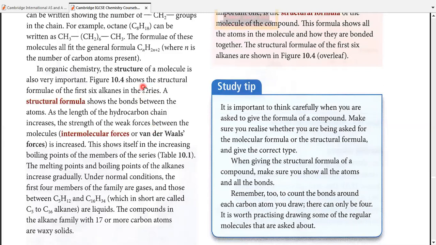Coming to the same line we were at, the figure showed the structural formula of the first 6 alkanes. A structural formula shows the bonds between the atoms. As the length of the hydrocarbon chain increases, the strength of weak forces between the molecules, which we call intermolecular forces, increases. We taught this definition back in chapter number 2. We also call them van der Waals forces. This is a type of intermolecular force. There is not much explanation about these forces in your book. However, what I need you to write over here, and I'm going to write that for your ease, so you can copy it into your books.